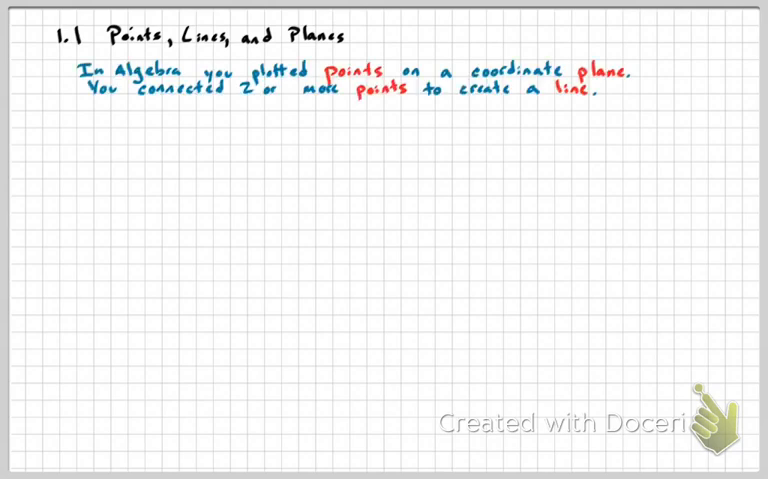Now back in Algebra 1, you plotted points on a coordinate plane. You then connected those 2 points to create a line. So remember back in Algebra 1 when you were doing good old y equals mx plus b, you were graphing lines, you were using points to figure out where the line would go, what direction it would go, and you were doing all of that in a plane.